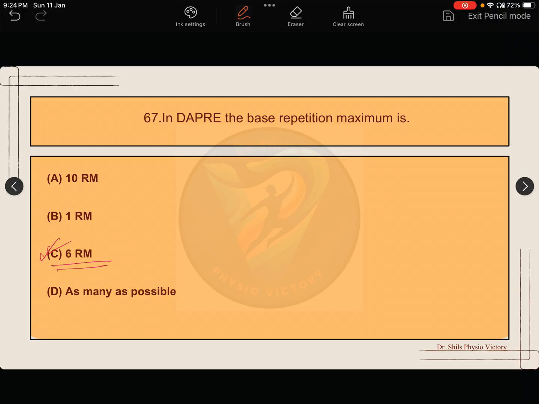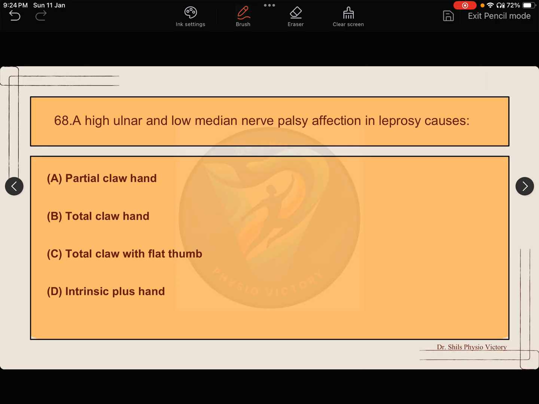Next, come to question number 68. A high ulnar and low median nerve palsy affection in leprosy causes option A, partial claw hand. Option B, total claw hand. Option C, total claw with flat thumb. Option D, intrinsic plus syndrome.